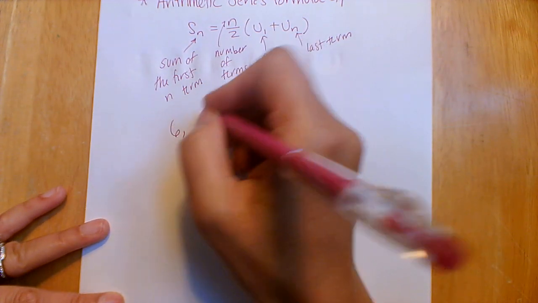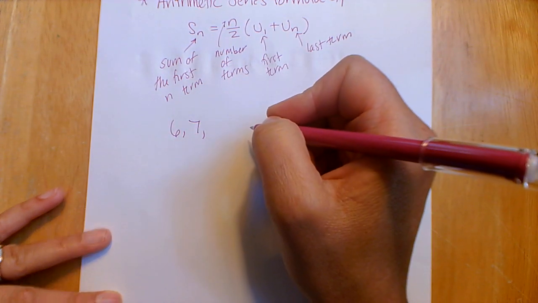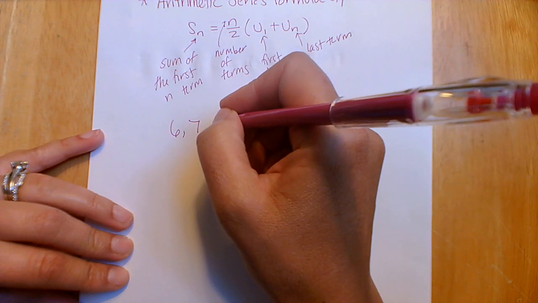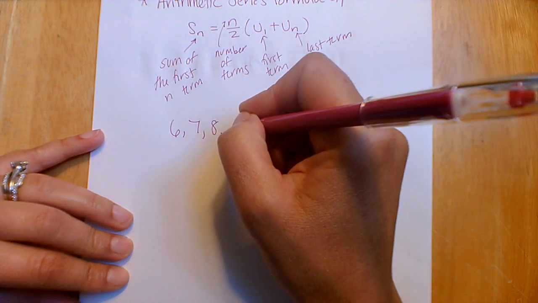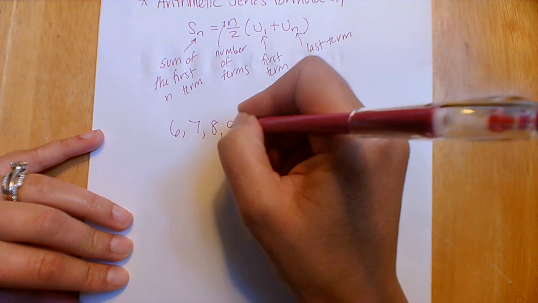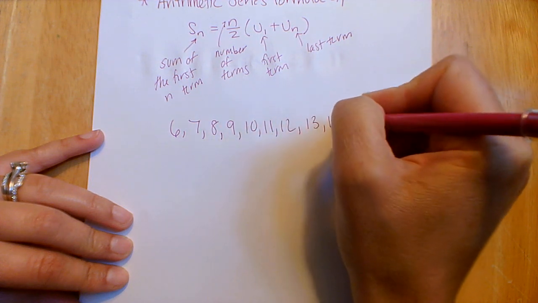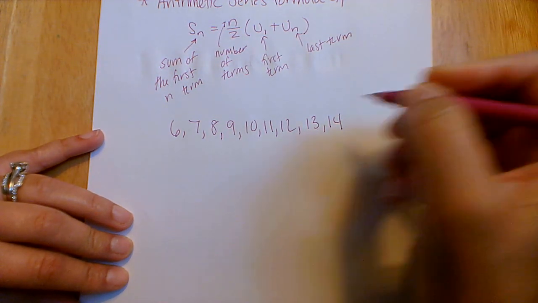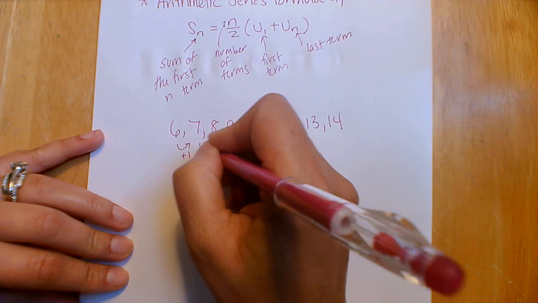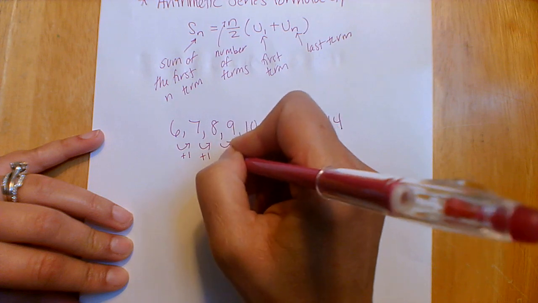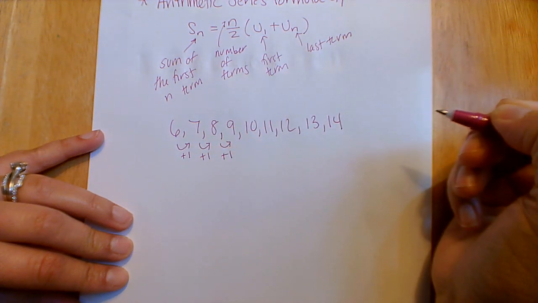So we need a series of numbers. I'm just going to start at 6, and I'm picking this out of my head. And I'm actually going to be doing a common difference of 1. Okay, so here we have a common difference of 1. So basically I'm counting by ones, plus 1, plus 1, plus 1, all the way to 14.